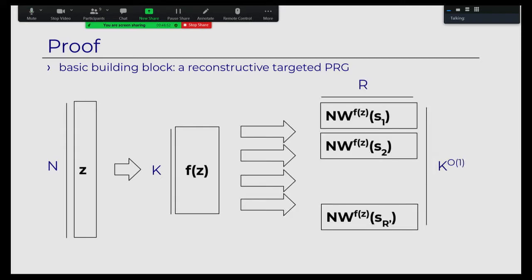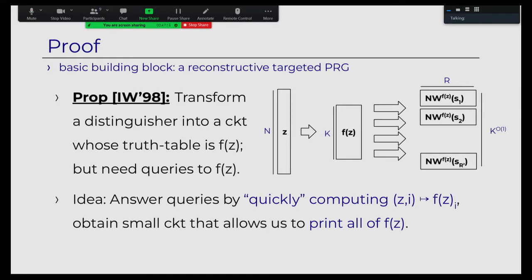Apply Nissan-Wigderson. I haven't told you which codes I'm applying. I will tell you in a second, but generically apply classical Nissan-Wigderson tools. Get a sequence of poly k strings, each of length r. These are your pseudo-random strings. Simple enough, right? Haven't done anything. Basic building block to keep in our hands. Now, why is it interesting? Well, the classical reconstruction algorithm that we just saw tells us that we can transform a distinguisher into a circuit whose truth table is f of z.